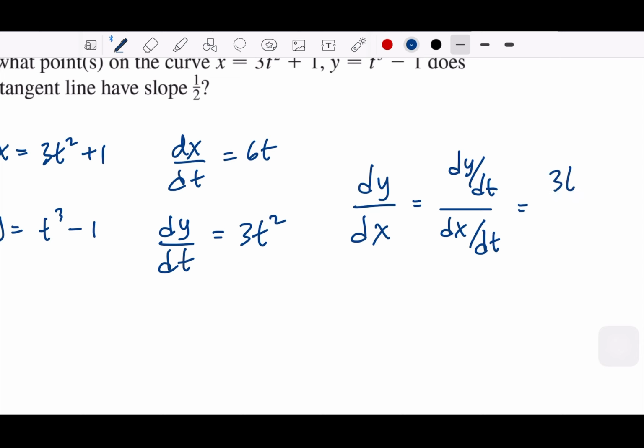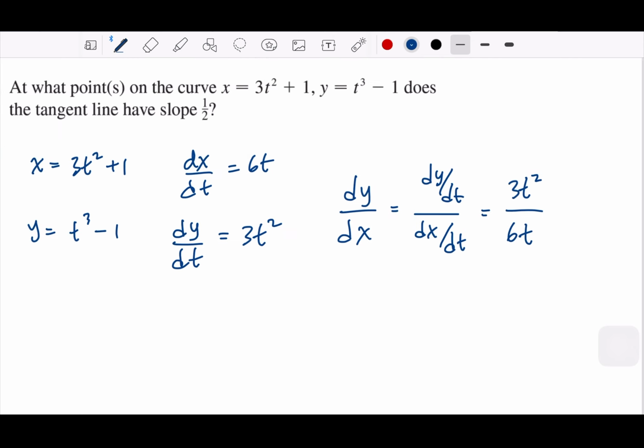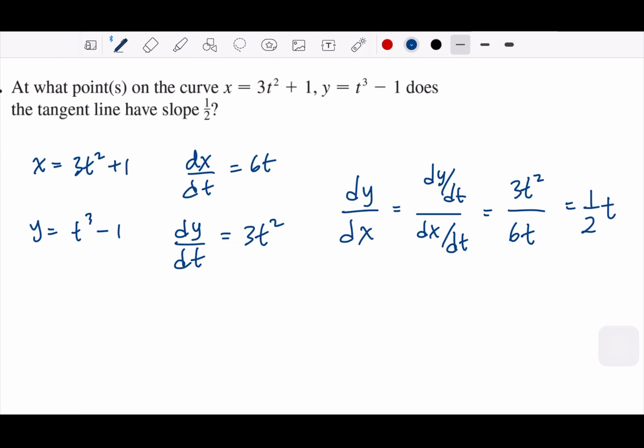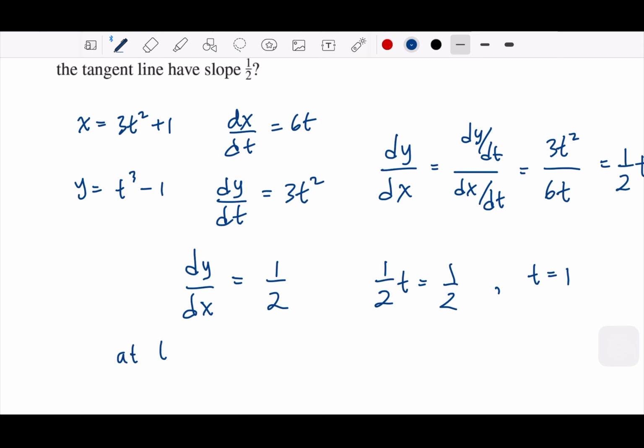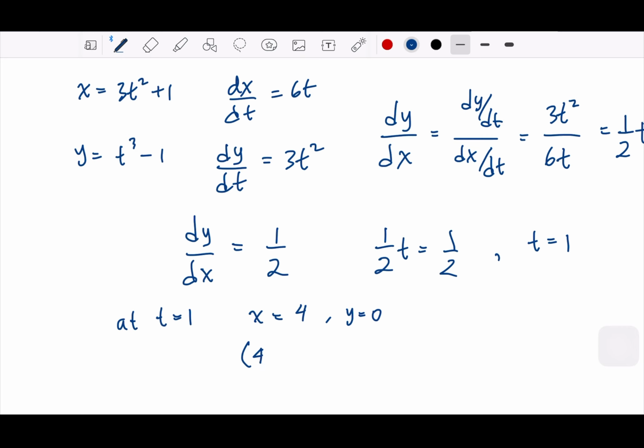So this becomes 3t squared over 6t, so we have half t, or t over 2, that's also correct. And we know that dy over dx, based on the question, is half. So half t is half, and this happens when t is equal to 1. So at t equal 1, we have x equal 4 and y equal 0. So the coordinate that we want at that slope, or the tangent, will be 4, 0.